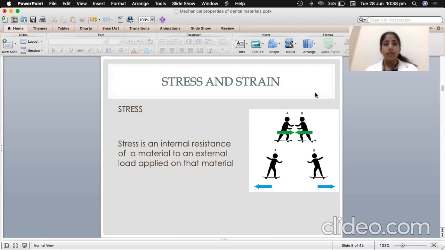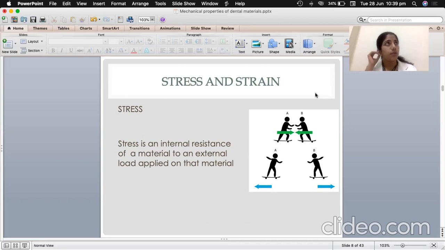Coming to stress and strain. Stress is nothing but the internal resistance of a material to an external load applied to that particular material. So it is the same as Newton's third law: for any applied force, there is an equal and opposite reaction.